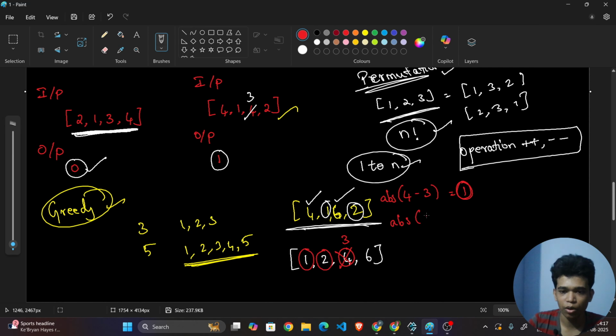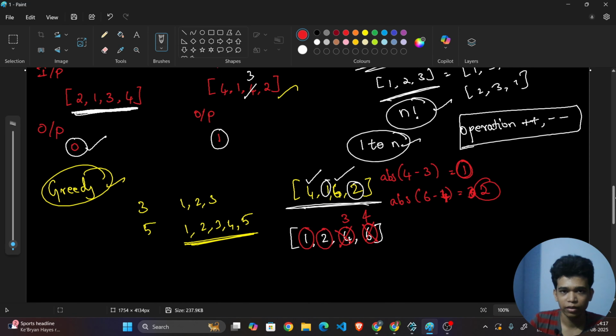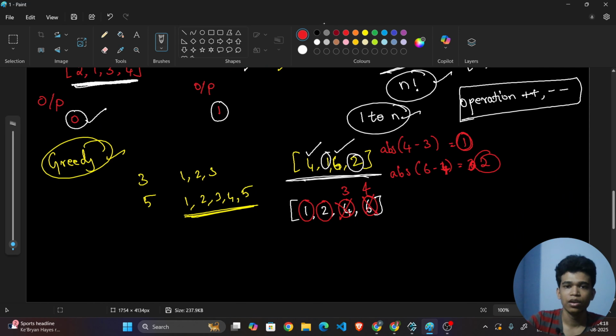Absolute of 6 minus 4, sorry, here comes 4, so the value is 2. So I need 2 decrement operations on the 6 to make it 4. Can you understand this? Yes. For another example, I will take another array. After sorting that array, it looks something like this.